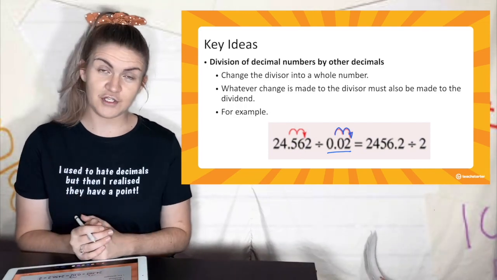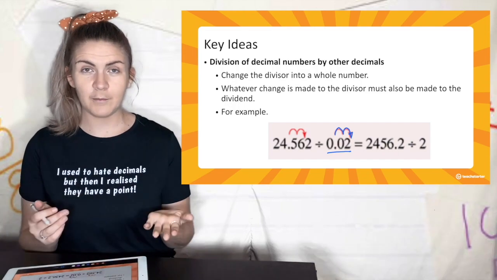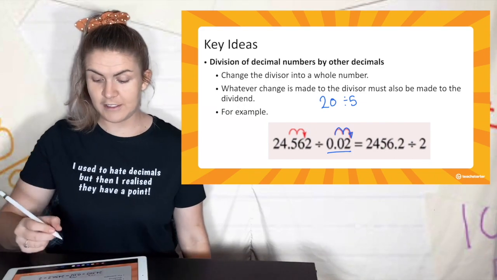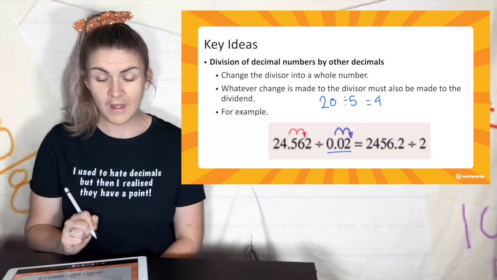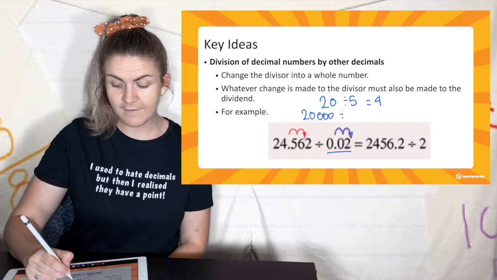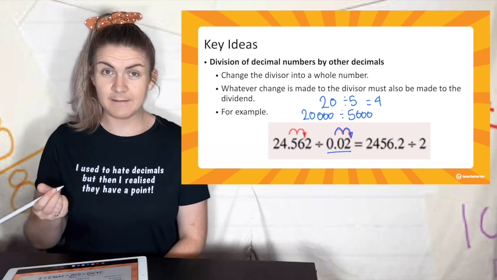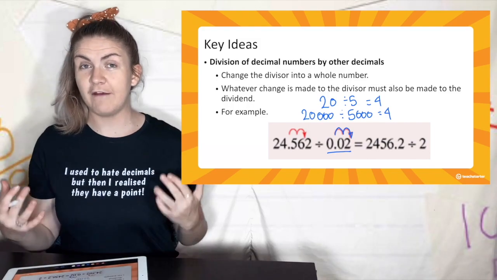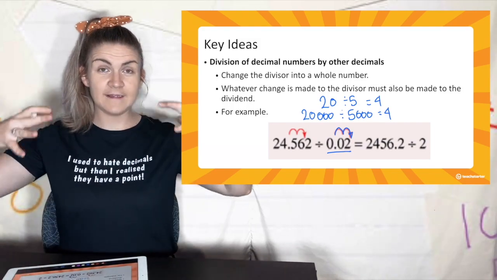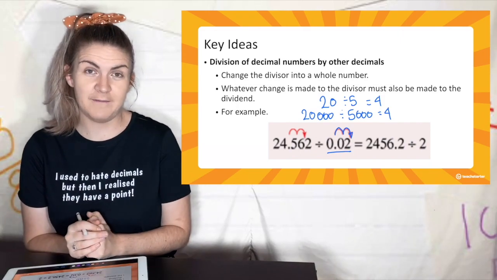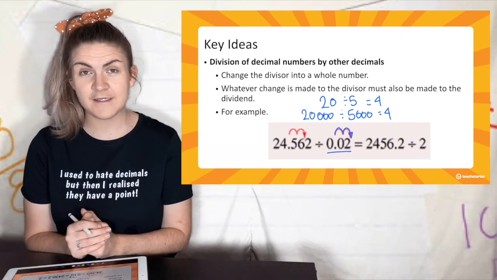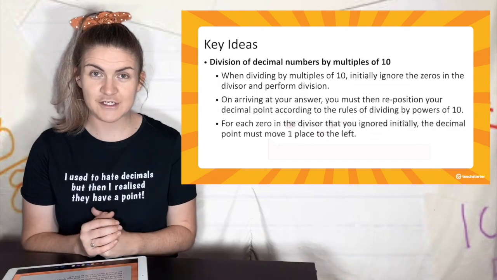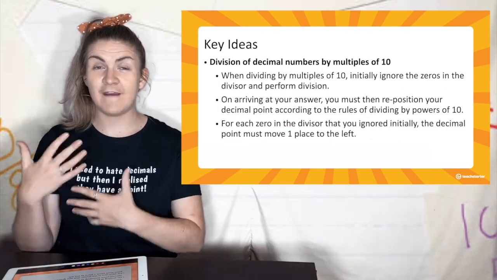So does that mean we've changed the question? Well, no, not really. I want you to think about it like this. If I had 20 divided by 5, how much is going to be in each group? Well, that is 4. And if I had 20,000 divided by 5,000, how many is going to be in each group? It's going to be 4. So by multiplying them both by 1,000, we haven't actually changed the answers. We're just scaling up the numbers to make it easier to divide by. This means we never actually have to divide by a decimal. If we want to divide a decimal by multiples of 10, it is much the same as when we did the multiplication. We're going to remove those zeros and then factor them in at the end.